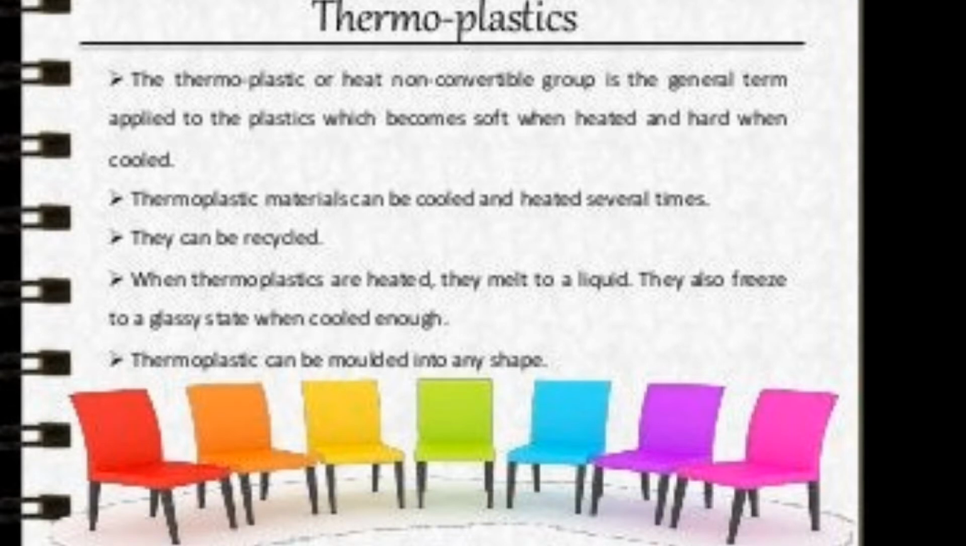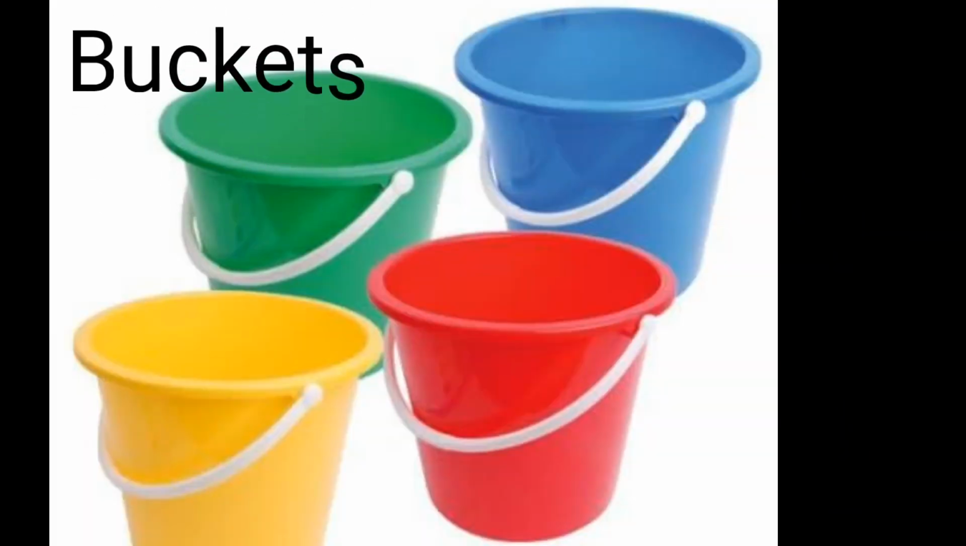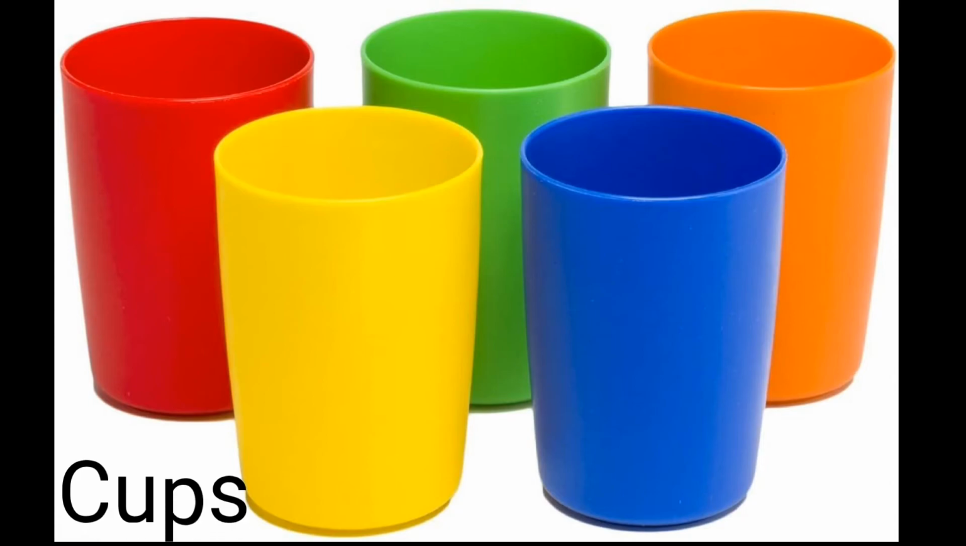Thermoplastics. These are plastics which when heated become soft and turn into liquid. They can be remolded into any other shape again. Some examples of thermoplastics include buckets, cups, bowls, etc.